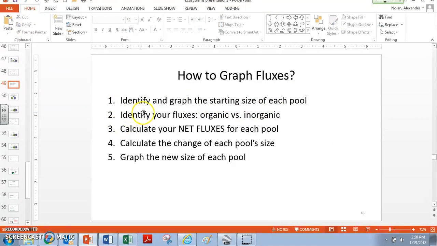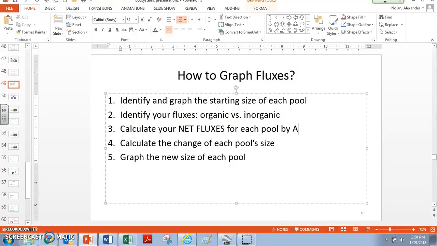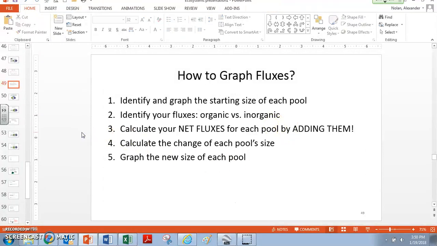Figure out what your fluxes are. Where are my organic and inorganic fluxes? Are they positive, negative? What are those numbers? Calculate your net fluxes for each pool by adding them. Don't worry about doing all the silly subtraction. You might do it in the wrong order.